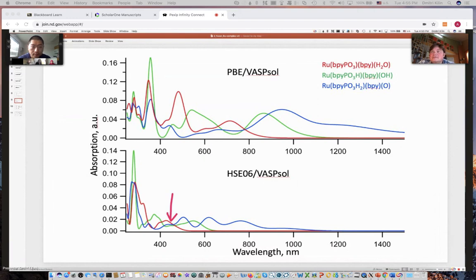Yeah, no problem, I can send. We have each of the oxidation states, the experimental data for both. Oh, thank you. The ruthenium 2 and 4, anyway. We don't think there is a ruthenium 3 that we formed in the solution.